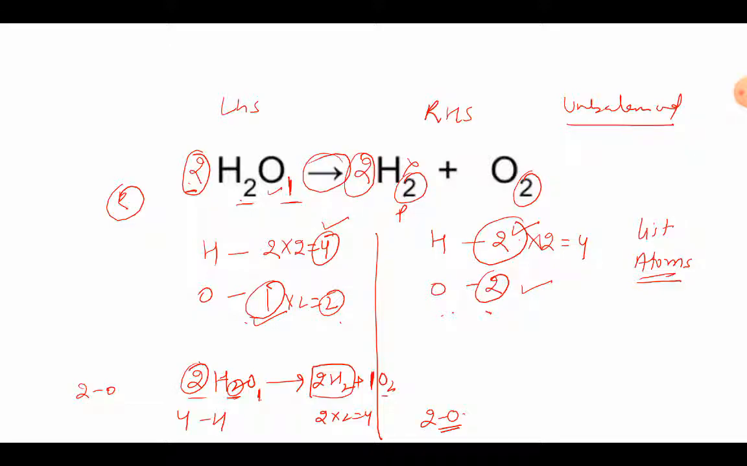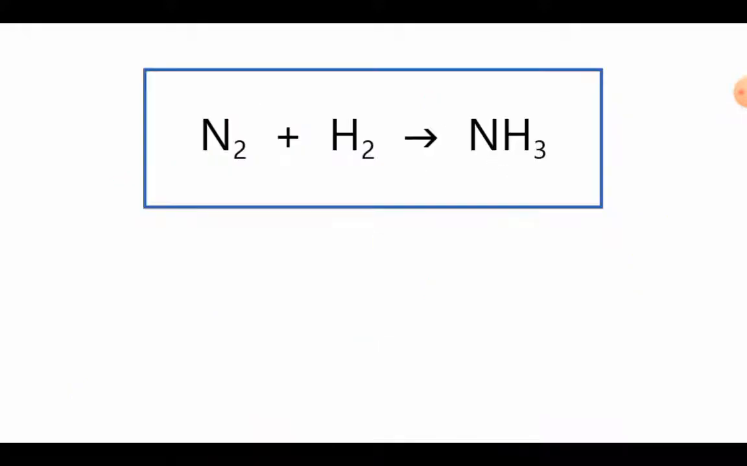So this is how we balance a chemical equation. We should know what a coefficient is. Remember, a coefficient is always put in front of the formula. This is a formula, and that coefficient will be multiplied with the subscript. So these are certain basic points. Let us do the last one for practice.